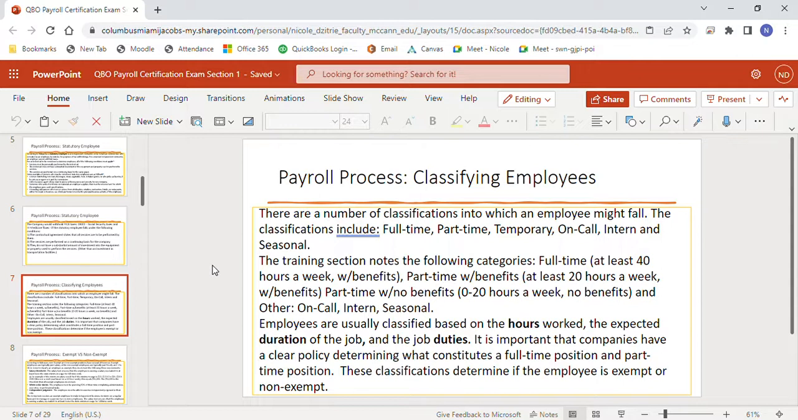Employees are usually classified based on the hours worked, the expected duration of the job, and the job duties. It is important that companies have a clear policy determining what constitutes a full-time position and part-time position. These classifications determine if the employee is exempt or not exempt.